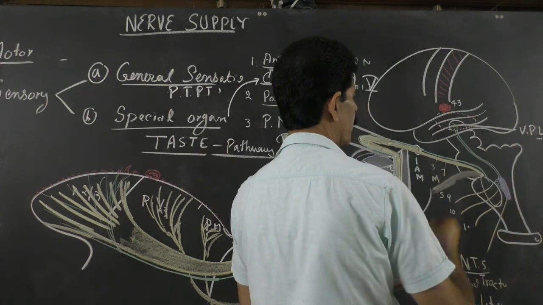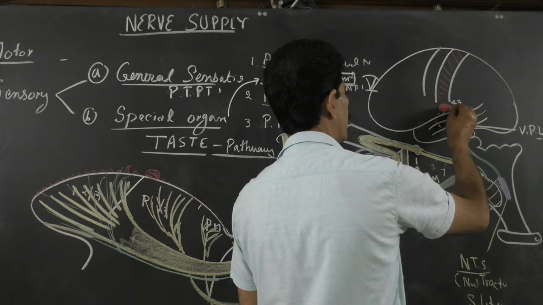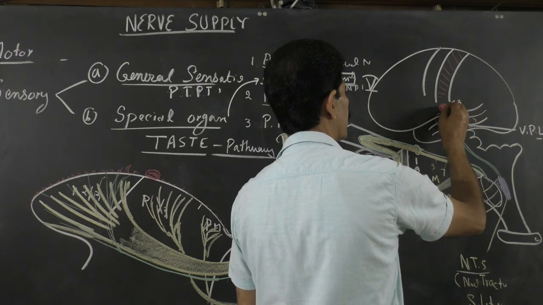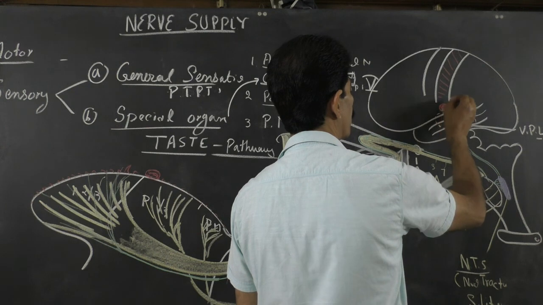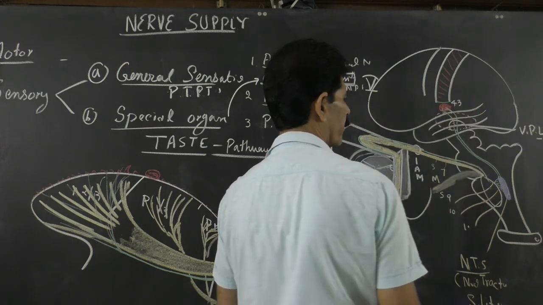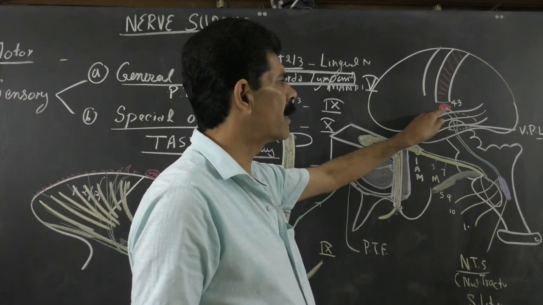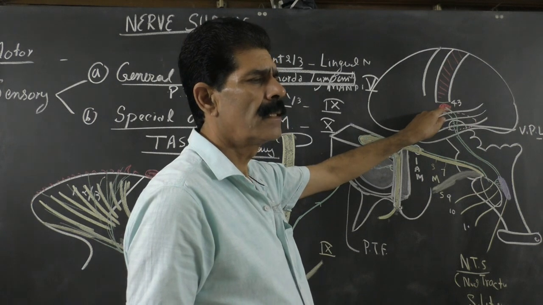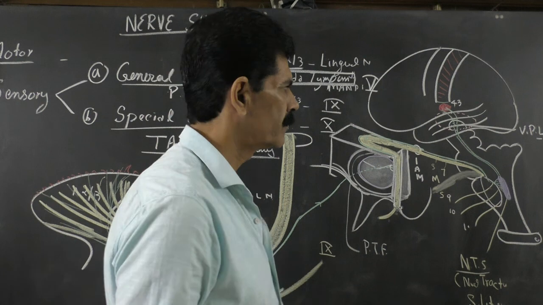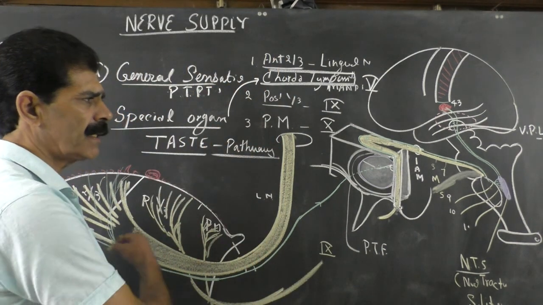From here the new fibers start, third order neurons, and they relay in the taste area number 43, situated just below the start of the postcentral gyrus or just above the lateral sulcus. So this is how the taste fibers from the anterior two-thirds of the tongue reach the conscious level of the brain, that is called the taste area of the cerebrum in the parietal lobe. So these are called the taste pathways.